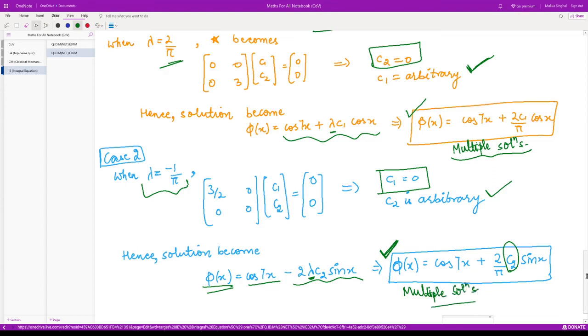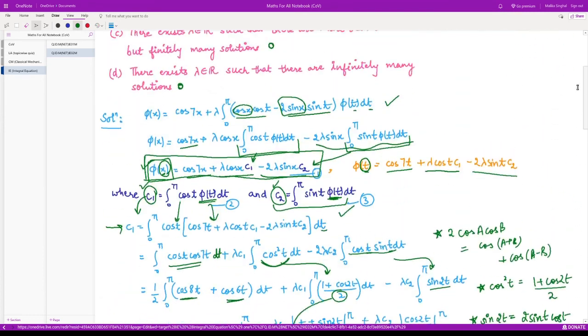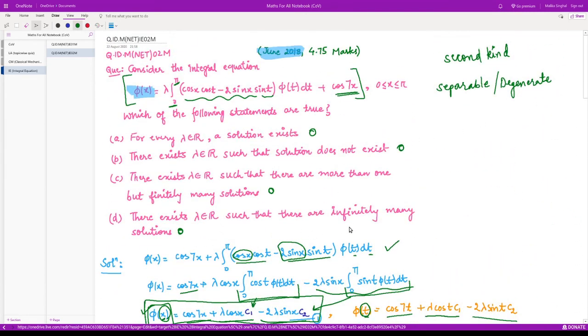So let us look at our options. We are clear that the equation results in infinitely many solutions. So option D is the right option, right? Moreover, if you see the options carefully, you'll observe that option B says that there is no solution, so this is wrong. Option C says that there are more than one but finitely many solutions. This is also wrong, because we have an infinite number of solutions, not a finite number of solutions.